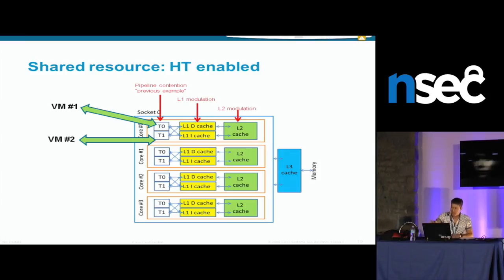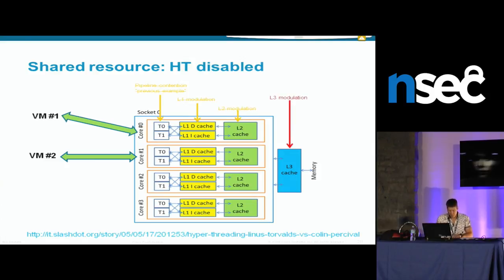So with hyperthreading enabled, like I said at the very beginning, there is lots of possibility for modulation. You can do pipeline contention. This is the first example I showed you guys. You can do modulation in L1, modulation in L2. Hyperthreading is typically disabled in production environments. At the bottom here, there is a link that discussed that way back in 2005. And so for that reason, you can use the last level cache, L3 cache, to do your modulation.